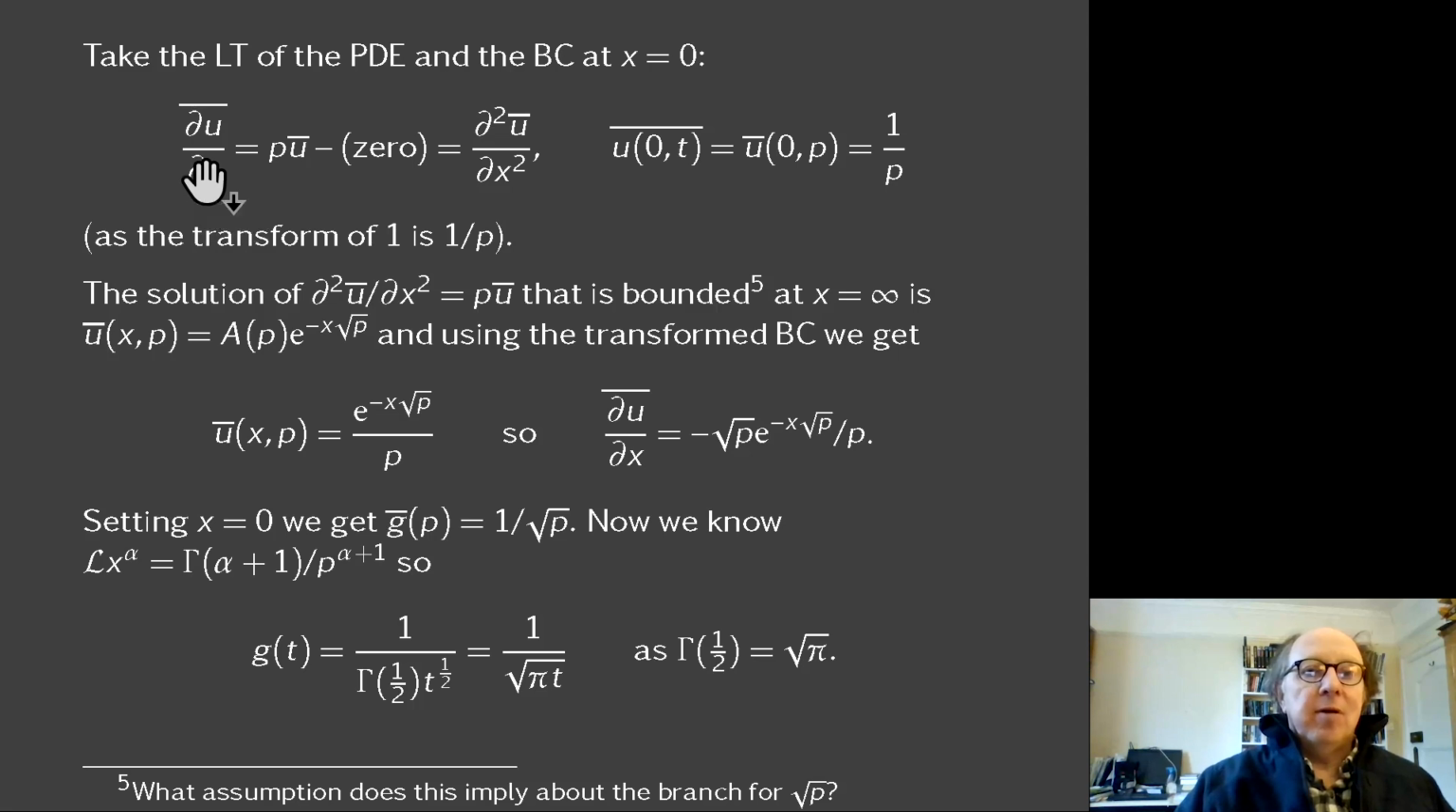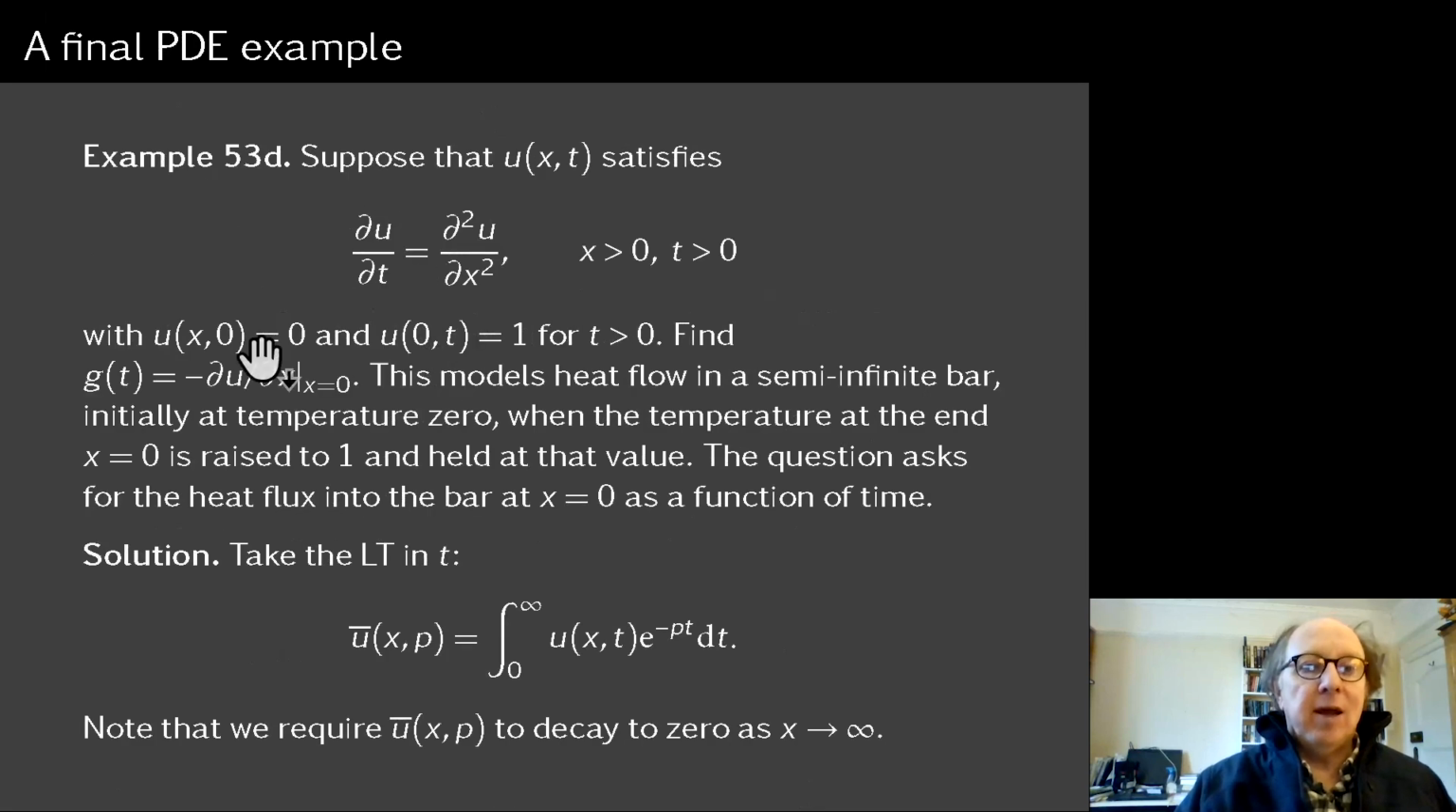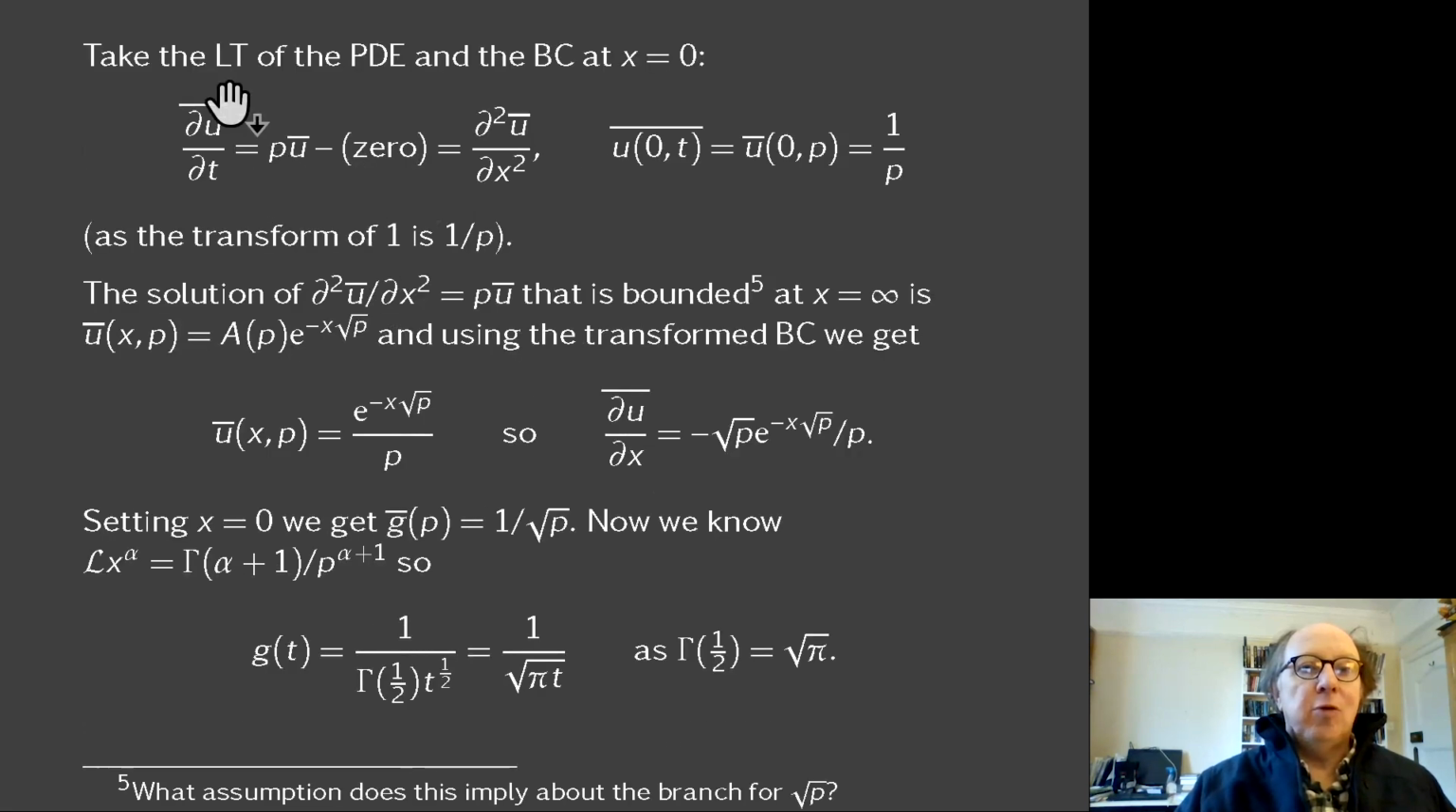So what does that give us? The transform of du by dt is pu bar minus the initial condition, which is 0. This is u of x and 0, the initial temperature in the bar for all x. So pu bar minus 0 equals d2u bar by dx squared. And u bar of 0 and p is the transform of 1, which is 1 over p.